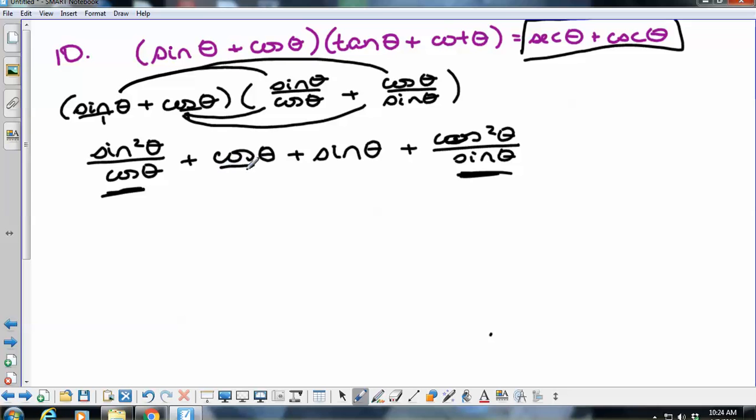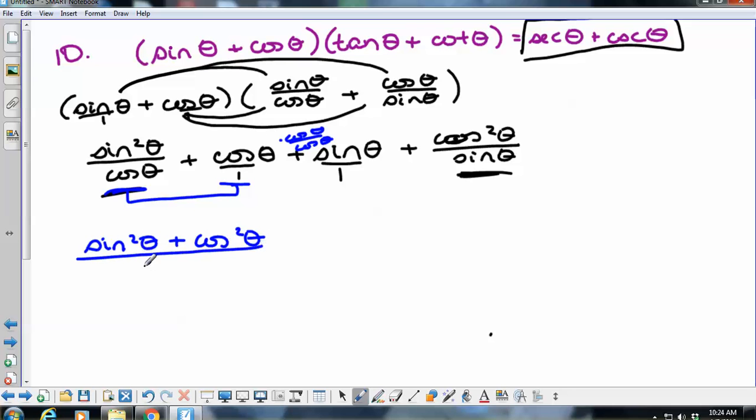Let's try grouping it differently. This would be like cosine over 1, sine over 1. Let's say I add these two together. What would the common denominator be? Cosine. So this one would have to be multiplied by cosine on top and bottom. Would you guys agree with that? Yeah. So you get sine squared plus cosine times cosine is cosine squared over cosine.